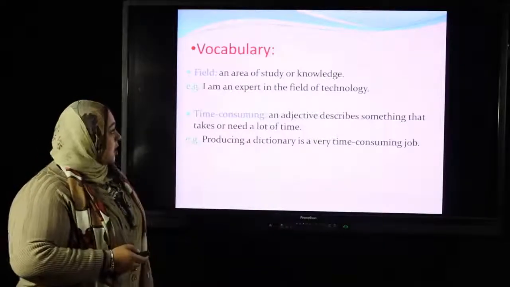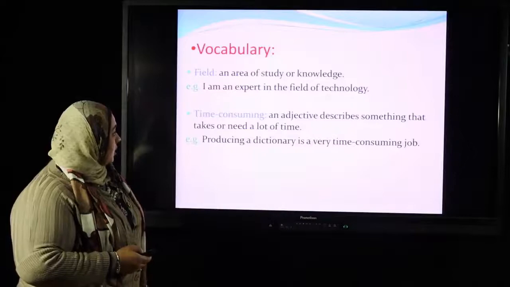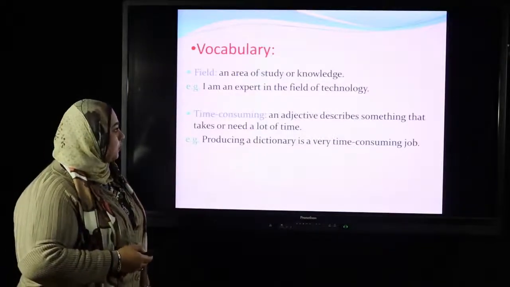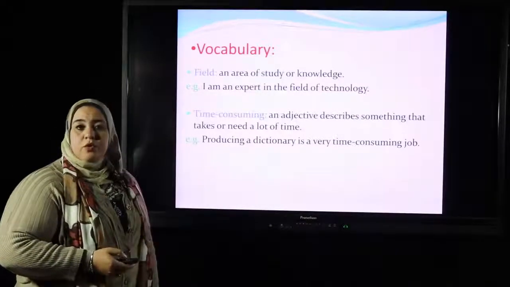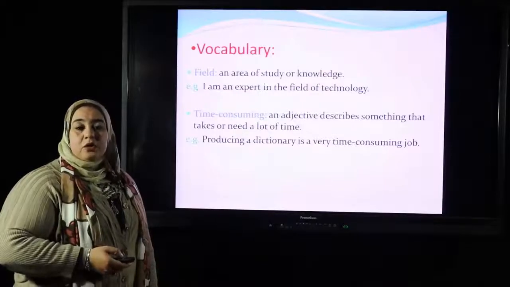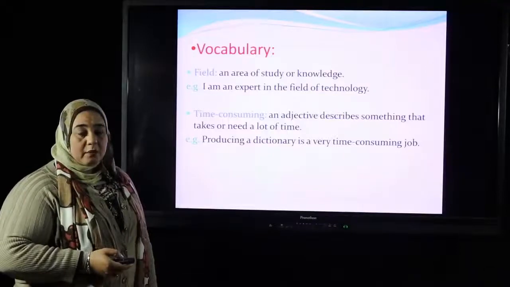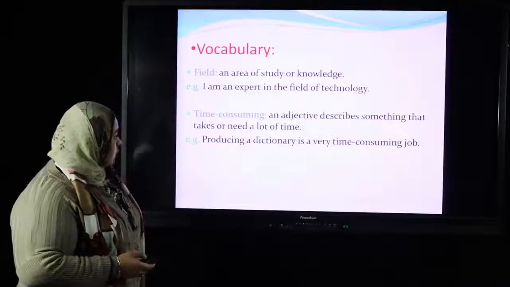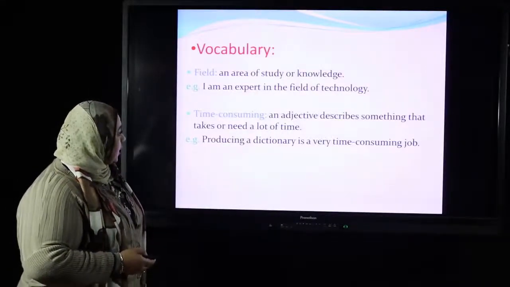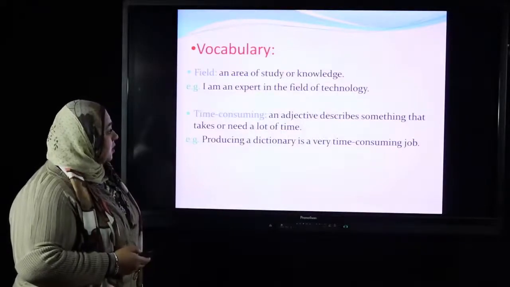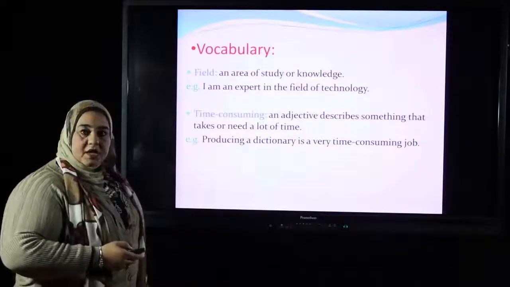Time consuming, an adjective, describes something that takes or needs a lot of time. So you can do shopping without being time consuming, without using a lot of time. The word time consuming means using a lot of time. Producing a dictionary is a very time consuming job. It needs a lot of time.